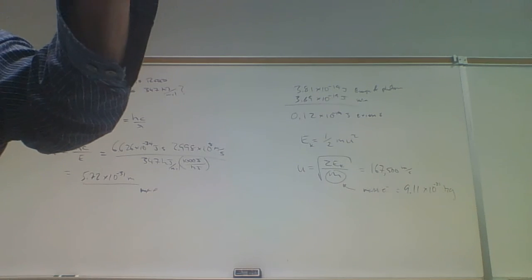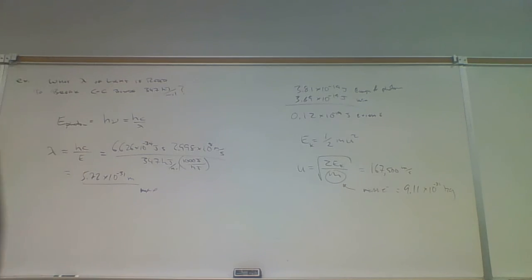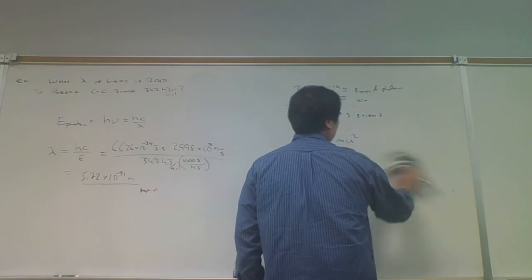Can two bonds absorb one photon? No. Can one photon absorb and then break both bonds? No, it doesn't work that way. And so this is what we call quantum yield or quantum stoichiometry.